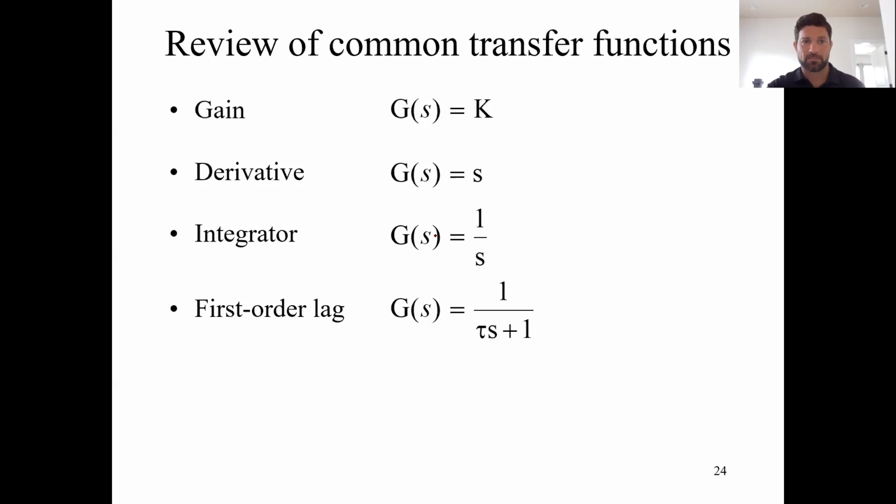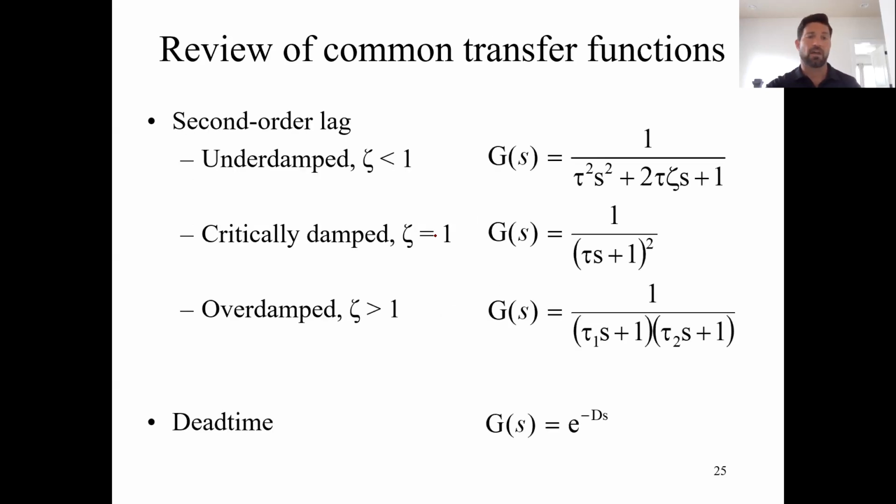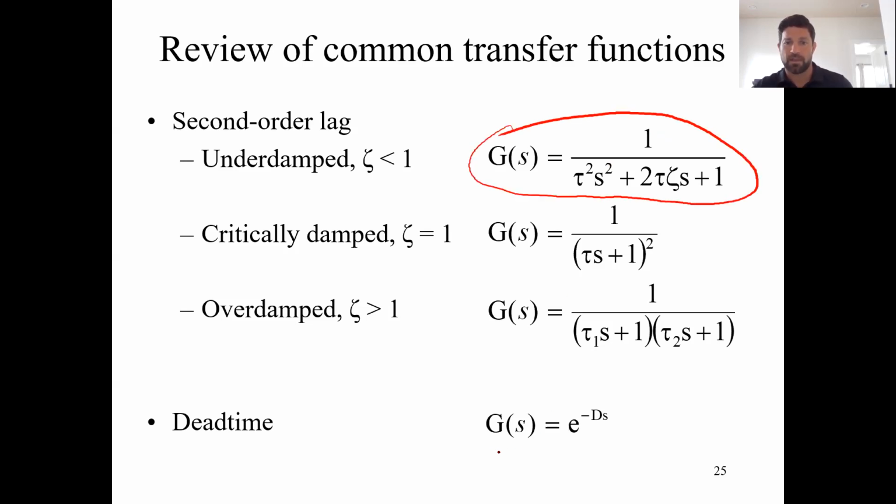Just to wrap this up, this is a review of common transfer functions that we've looked at here that include the dead time model. The last thing that I'll note is that if we have a second order plus dead time, we would just take this second order process shown right here and multiply it by this dead time model. That's the only model that's not shown on here.